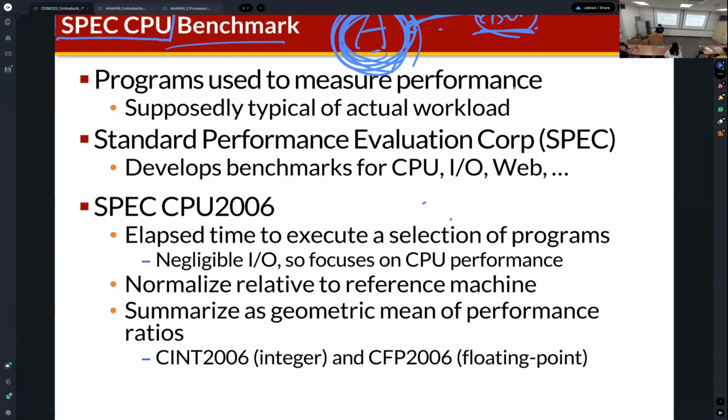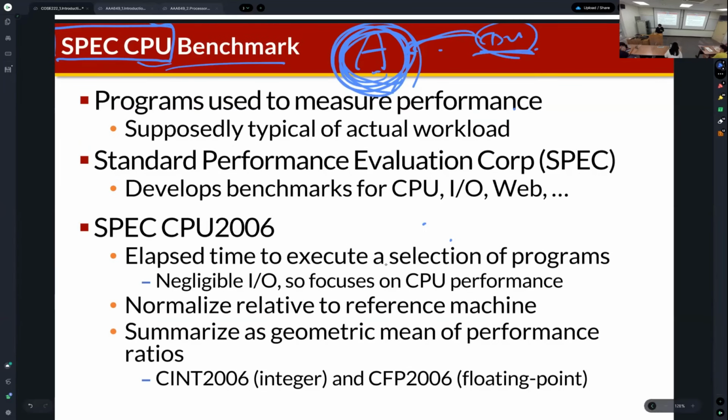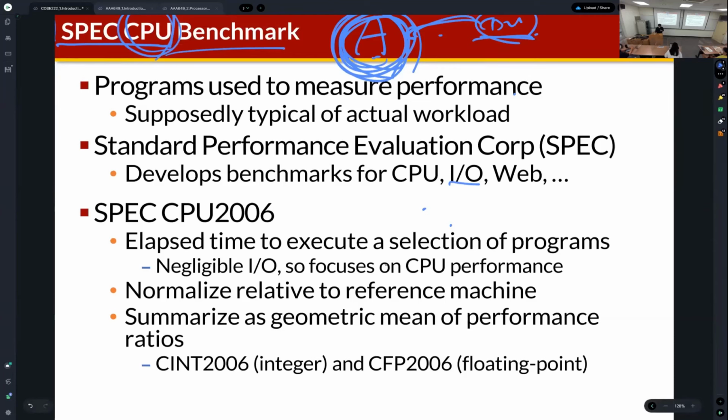Actually, there are many types of SPEC benchmarks, and in this class I just introduce the SPEC CPU benchmark. So we use SPEC CPU benchmarks for measuring the performance of a CPU, but we can also measure the performance of other components such as I/O, some server systems, or graphics. So SPEC also provides other types of applications to measure the performance of other types of components. Okay. And now to measure the CPU performance, we use the SPEC CPU.